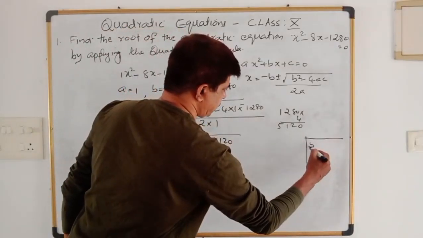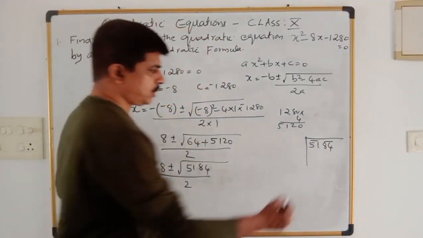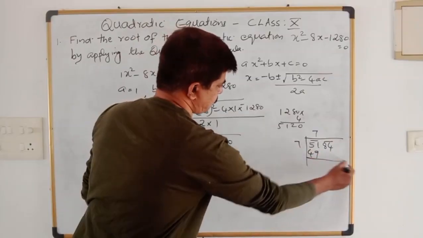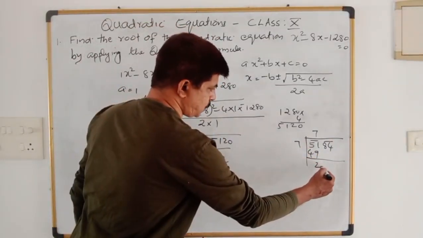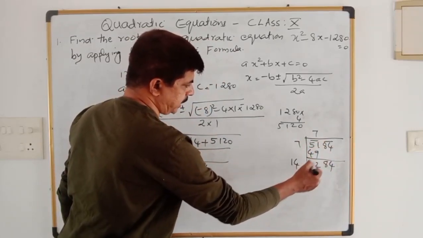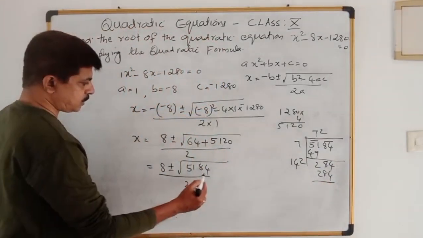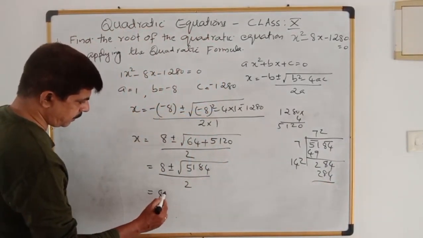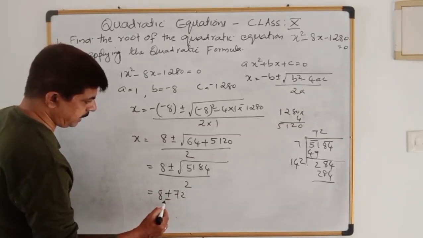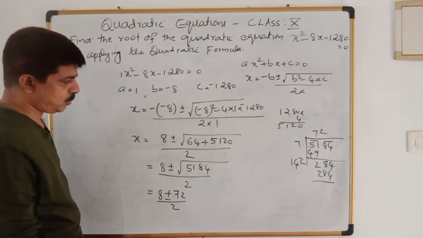What is the square root of 5184? We use the long division method to find the square root. Below 51, what is the highest square number? 7 is the highest square number below 51. The difference is 2, bring down 84, and 2 into 142 gives 284. So the square root of 5184 is 72. So we have 8 plus or minus 72, divided by 2.